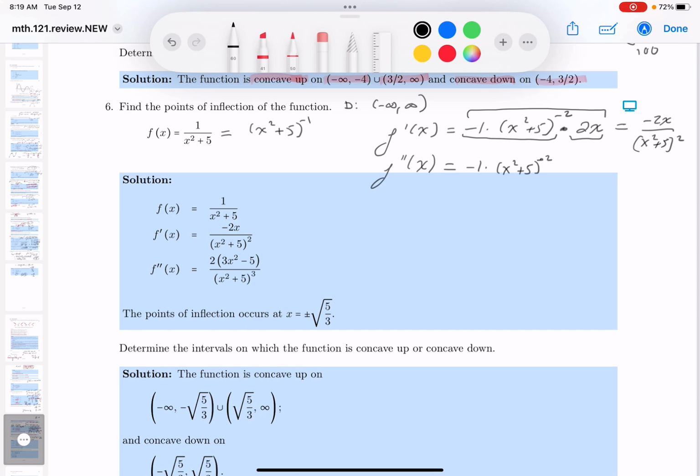Times the derivative of the second function, which is 2, plus the second function, which is 2x, times the derivative of the first function. Again, this is the first function. What do you get there? Well, minus 2 times minus 1 is 2. Then you're going to get x squared plus 5 to the minus 2. I know this is more difficult, by the way. And then what do you get? The derivative of the inside.